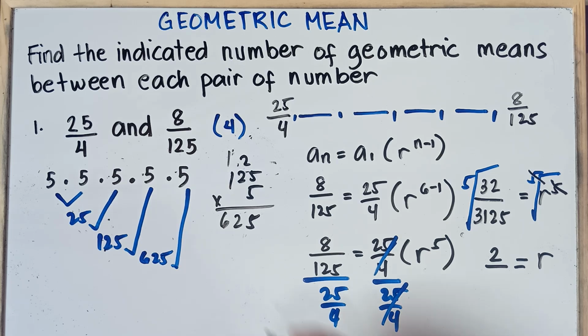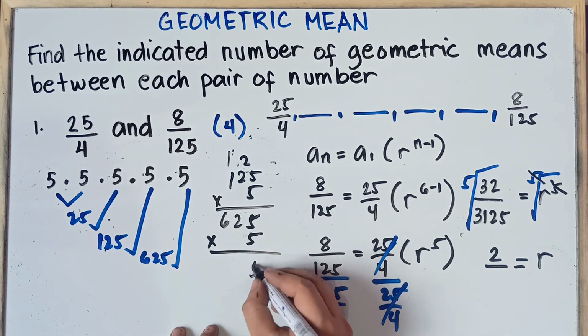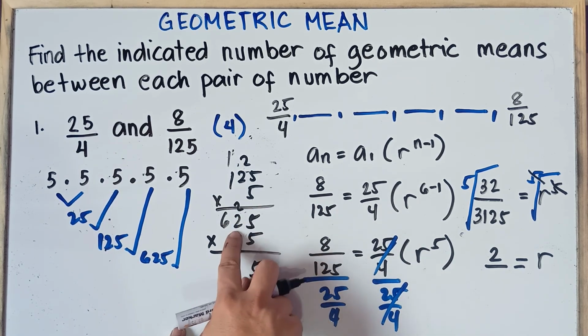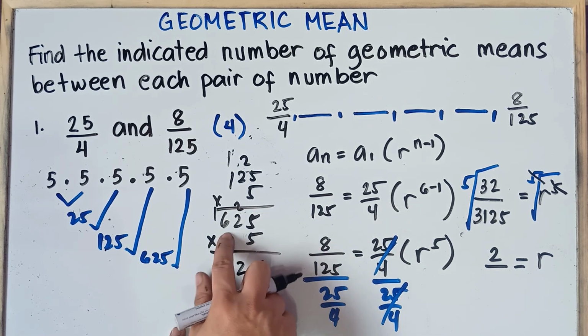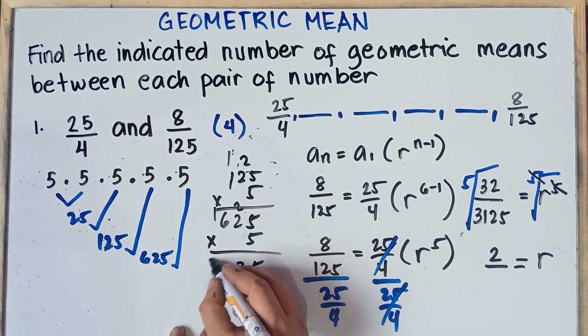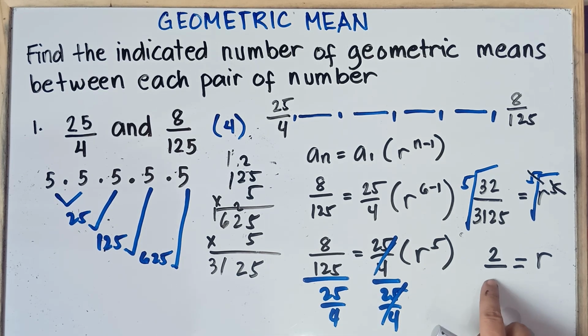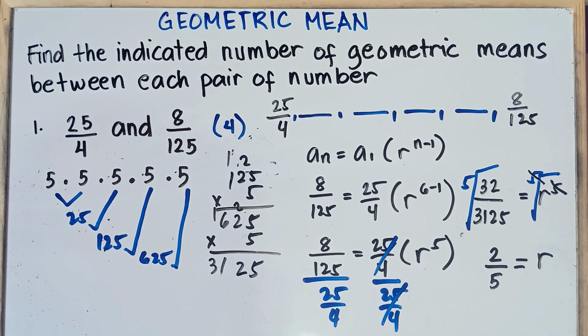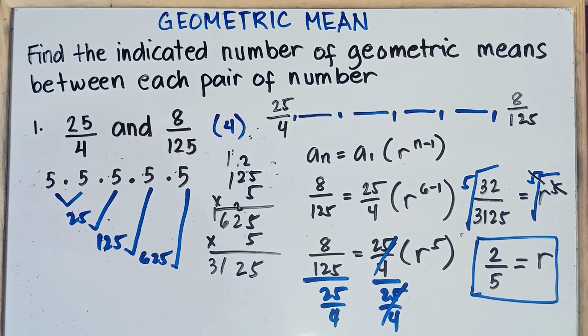Let's double check. 625 times 5. 5 times 5 is 25, 5 carry 2. 5 times 2 is 10, plus 2 is 12, 2 carry 1. 5 times 6 is 30, plus 1 is 31. 3125. Therefore, the fifth root of 3125 is 5. So our answer, class, for the common ratio, is 2 over 5.